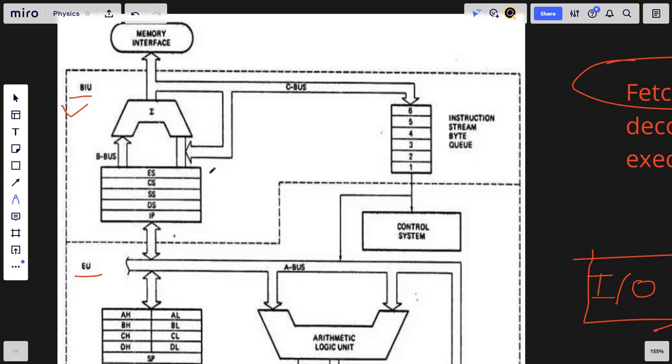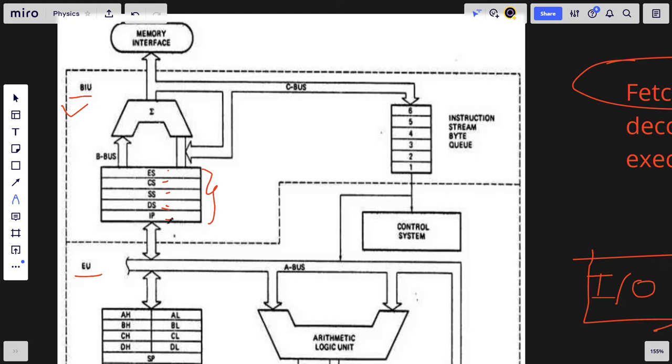Okay, so first of all, let's see what are these. What is this section in the BIU or bus interface unit? These are segment registers. What is the stack segment? I will get to that. First, let's see what these names stand for. ES stands for extra segment, CS stands for code segment, SS stands for stack segment, DS stands for data segment, and one pointer register is IP, or instruction pointer.